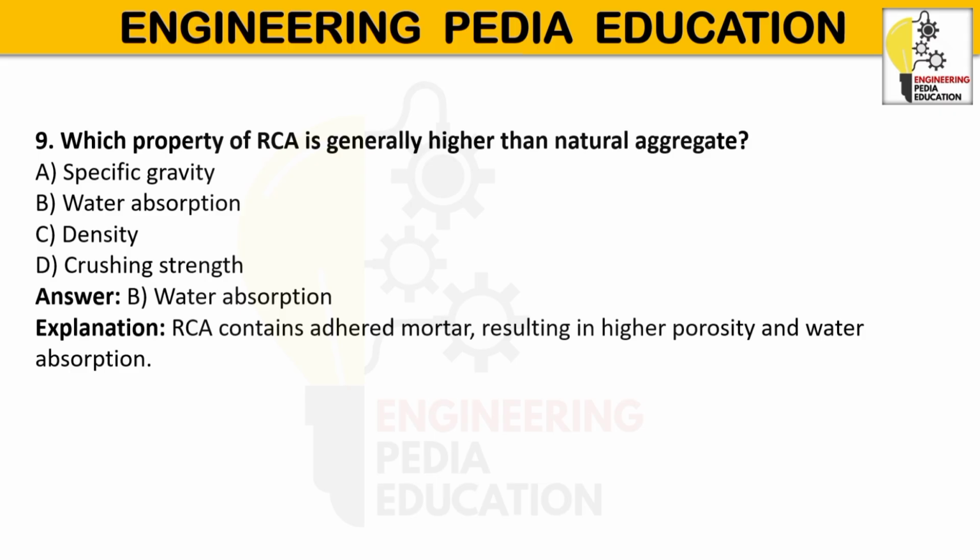The water absorption formula is (W2 minus W1) upon W1 into 100, where W1 is dry weight and W2 is wet weight after soaking. Application: water absorption test is commonly performed on bricks, natural stone, coarse and fine aggregate, concrete product. This RCA contains adhered mortar, and this adhered mortar has a porous structure which absorbs more water. Thus, the water absorption is more in comparison to the natural aggregate for this recycled concrete aggregate.